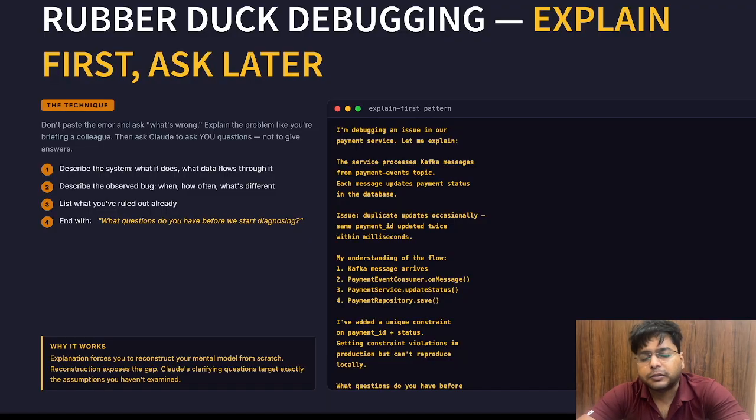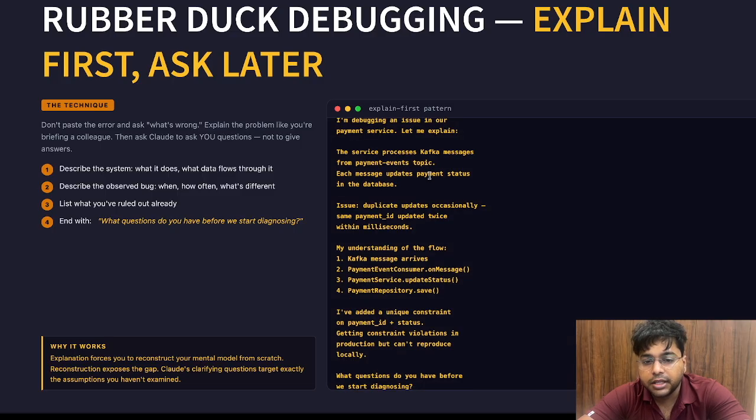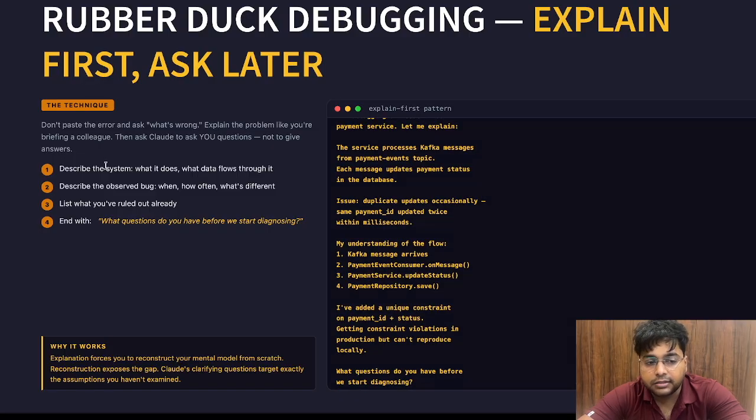So let's get started. In this slide, we will be explaining the rubber duck debugging process. The technique here is we don't paste the error and ask what's wrong. We follow these 4 techniques. First, we describe the system, what it does and what data flows through it. On the right side, we can see that I am debugging an issue in our payment service. The service processes Kafka messages from the payment service topic. Each message updates payment status in the database. So this is describing the system.